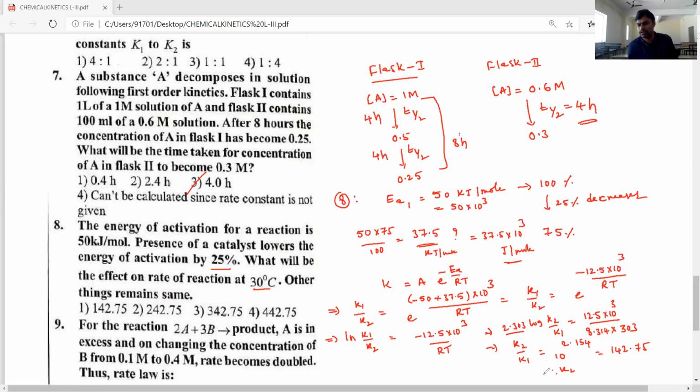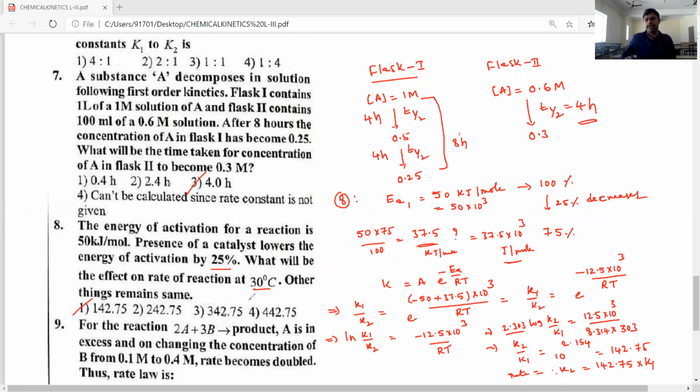Then K2 is equal to 142.75 into K1. This means that due to decreasing the activation energy by 25%, the rate of reaction, or rate constant, is increased by 142.75 times. The rate constant value will increase 142.75 times. So the answer is the first option.